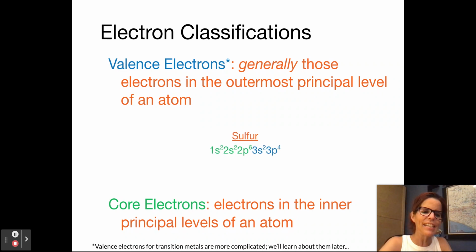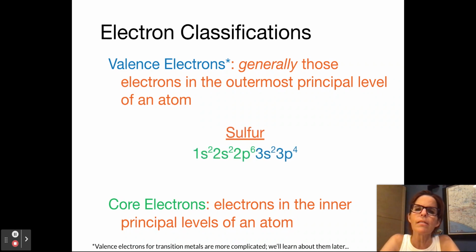Let me see an example. Here's an example. This is the electron orbital chart, the longhand version for sulfur: 1s2, 2s2, 2p6, 3s2, 3p4. Everything that's written in green, those are the core electrons. Those are the electrons on the inner levels.